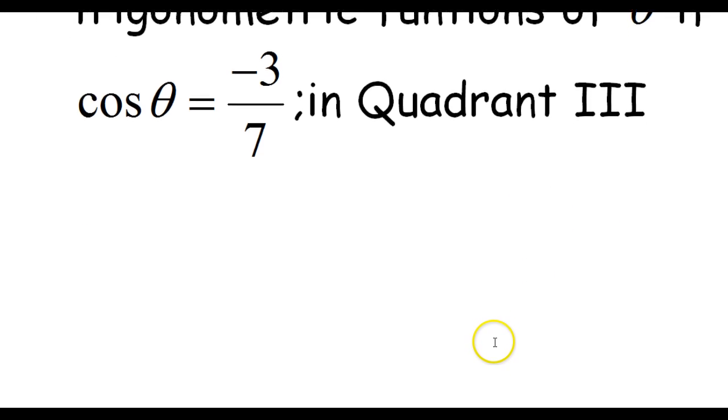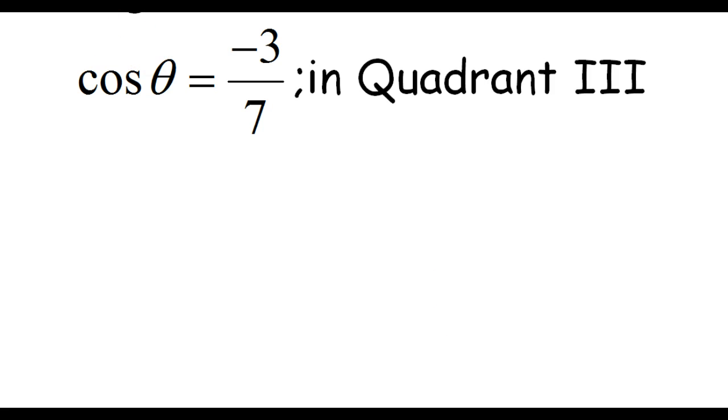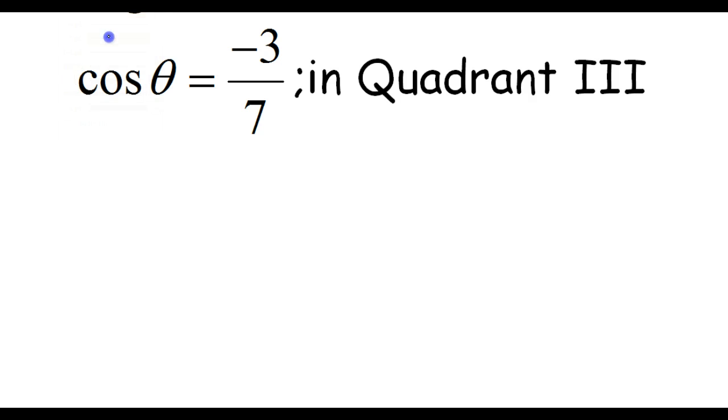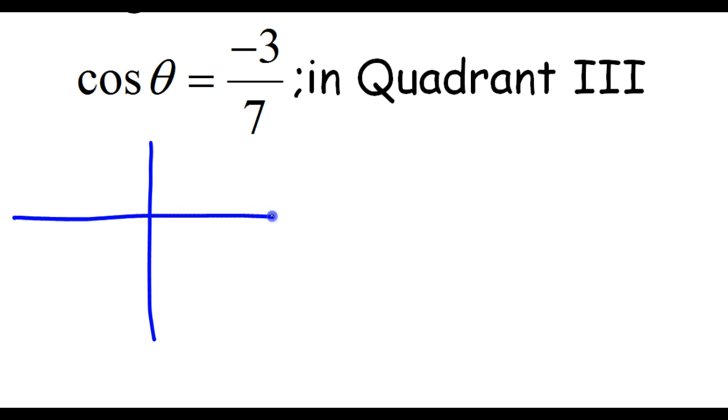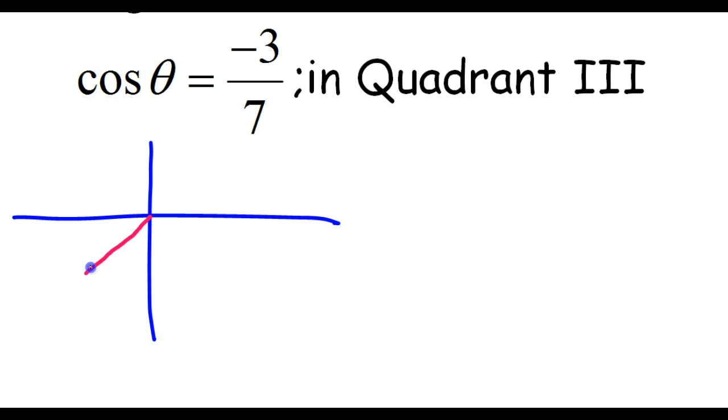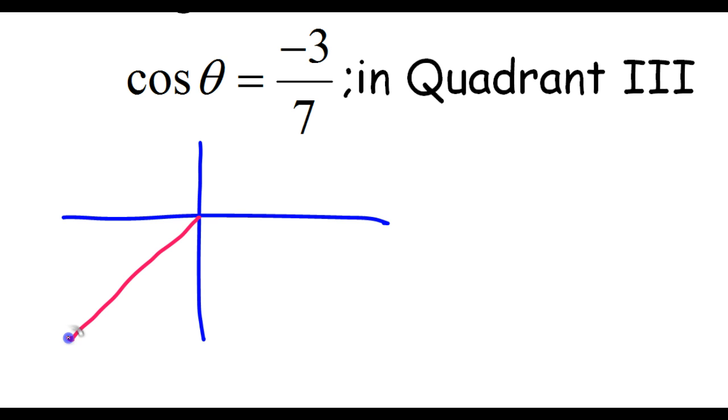So let's draw that sketch. If we know we are in quadrant 3, then we're talking about this situation. Alright, so here's quadrant 3 happening. If you make a triangle out of it to the x-axis, it's going to be like this.